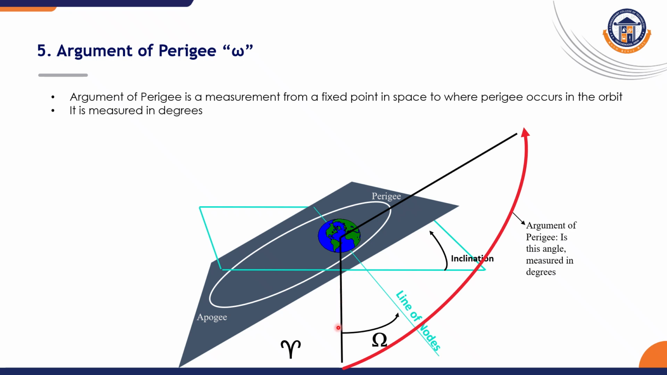It is the first point of Aries we have seen in the last slide. So the argument of perigee is a measurement from the fixed point Aries to the perigee. Perigee is the shortest distance from the Earth to that particular orbit. So this angle is defined as the argument of perigee, which is measured in degrees.